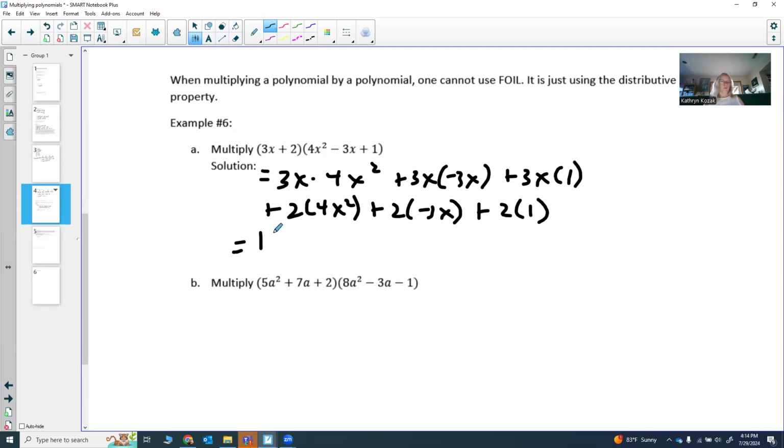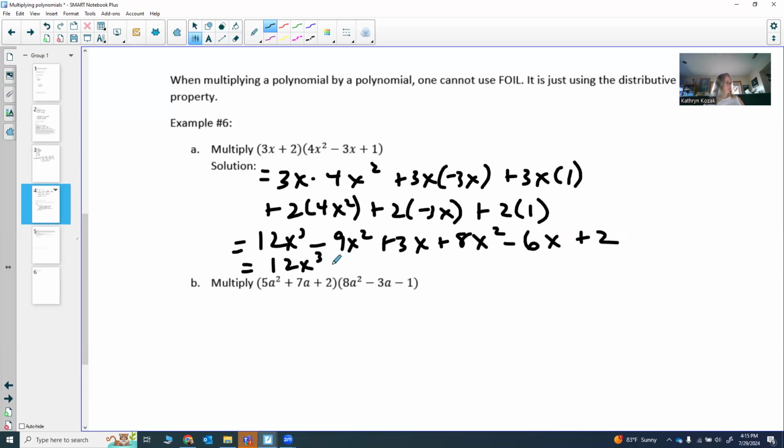That's going to give you 12x cubed minus 9x squared plus 3x plus 8x squared minus 6x plus 2. Collecting like terms gives you 12x cubed minus x squared minus 3x plus 2.